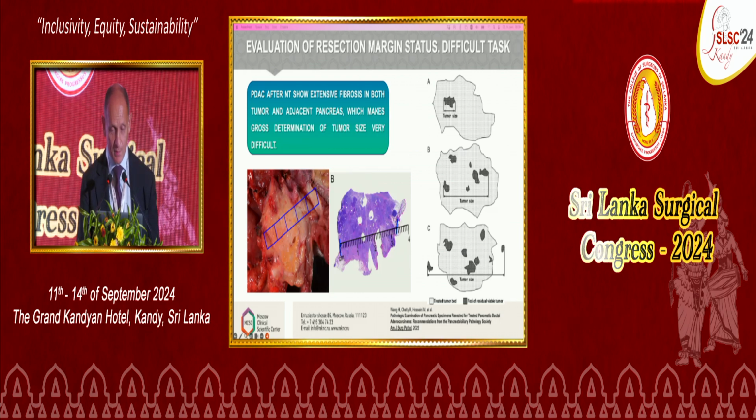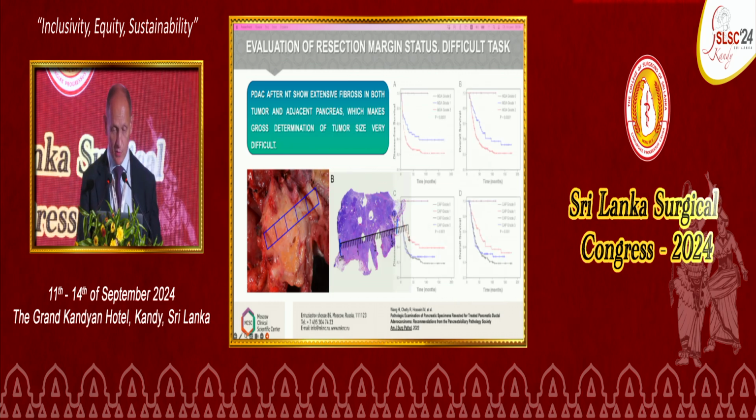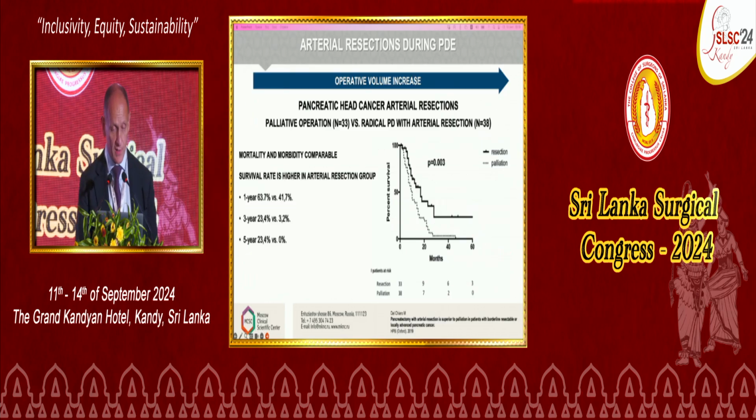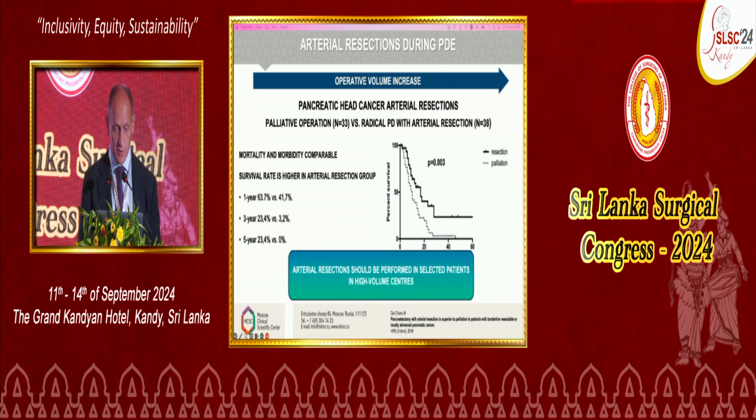So you should plan your resection very carefully, and it should be extended as much as possible, because there is clear evidence that R0 rates increase overall survival and disease-free survival also. Concerning arterial resections during pancreatoduodenectomies, today there is also clear evidence that when it is possible, arterial resection could be done, and it also increases overall survival for these patients.